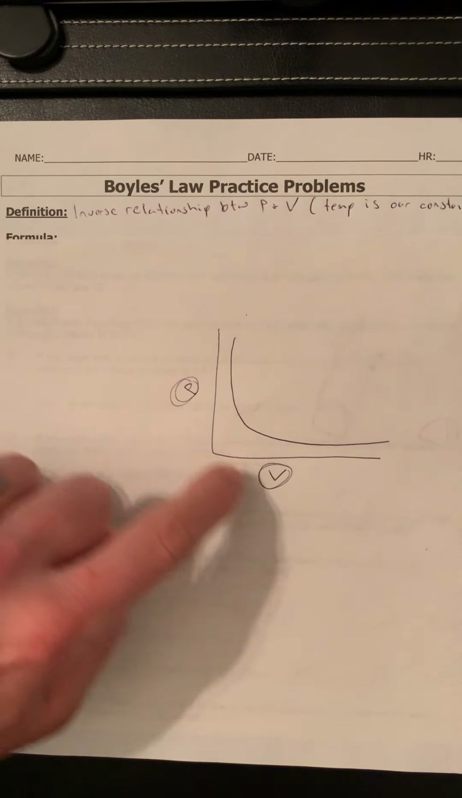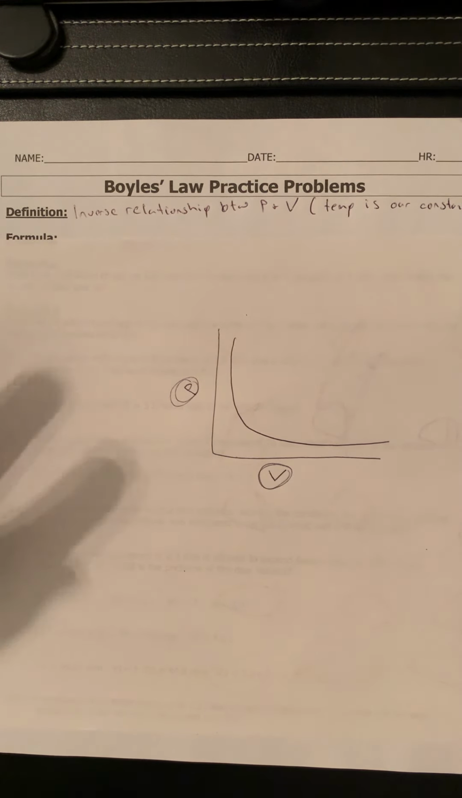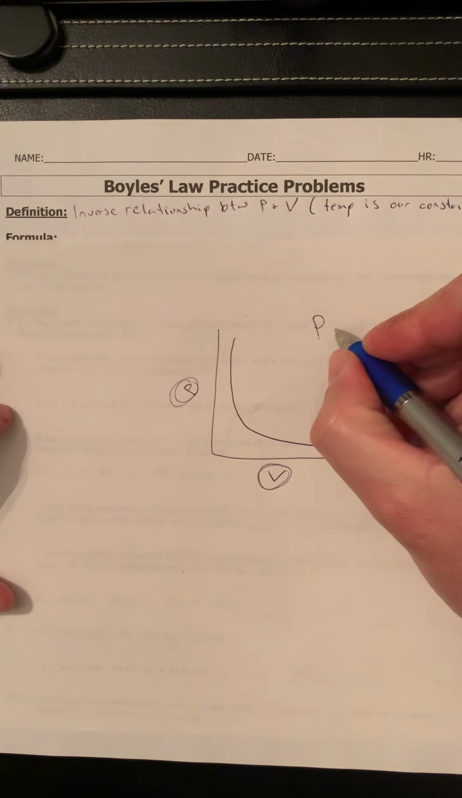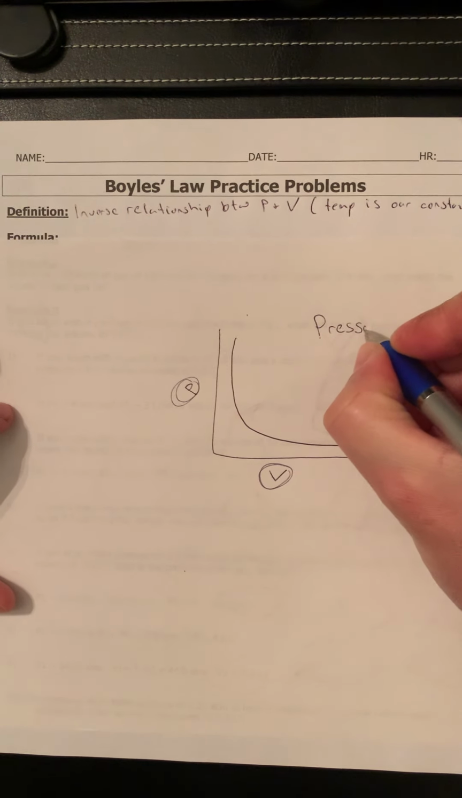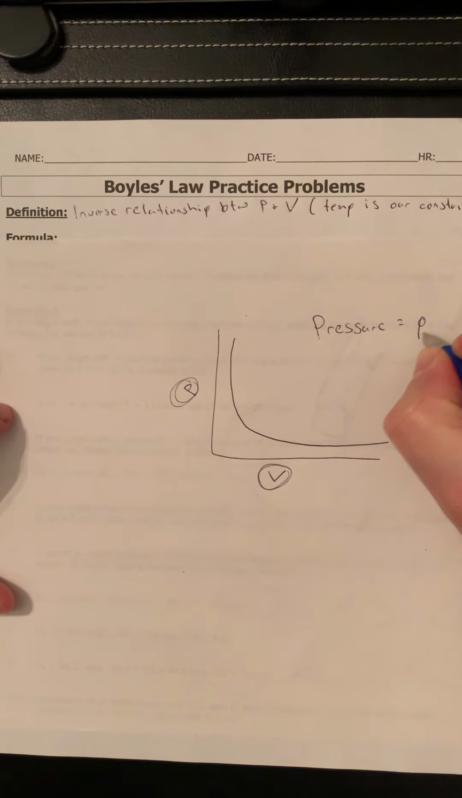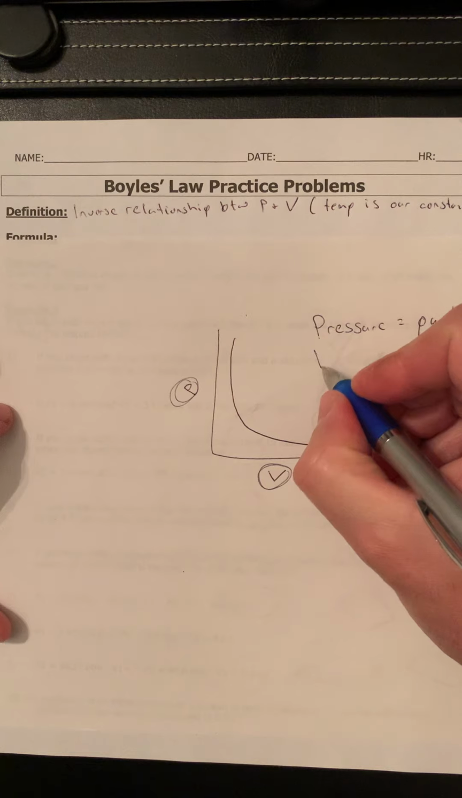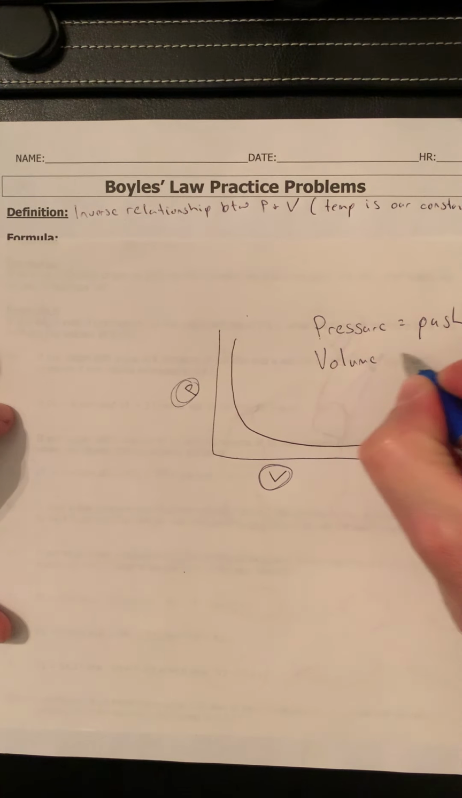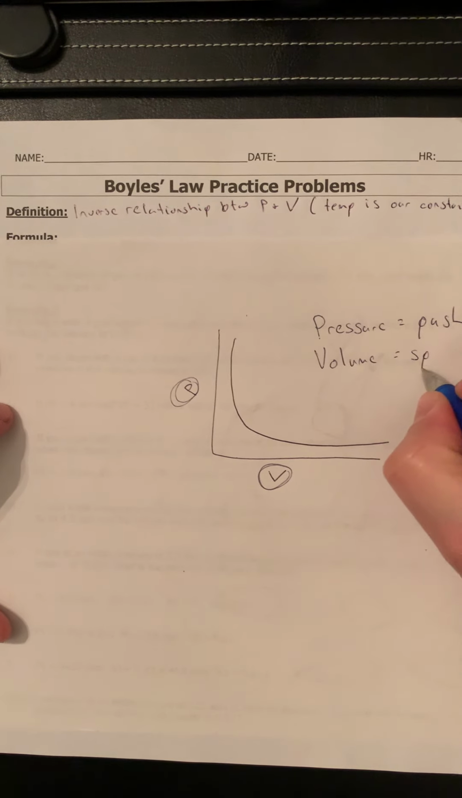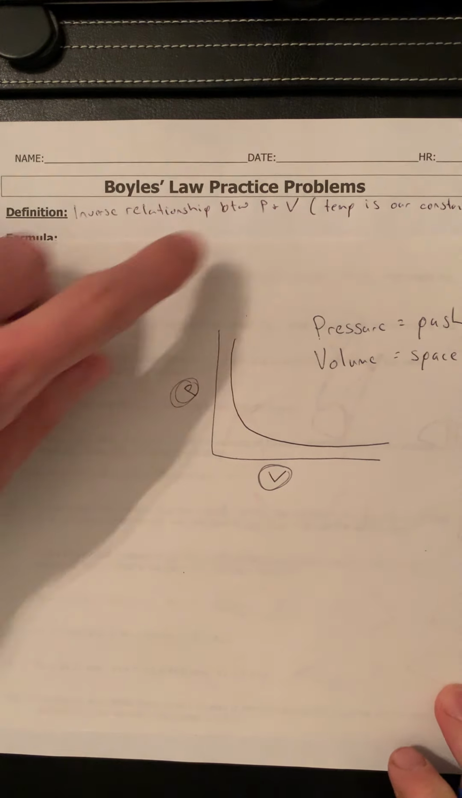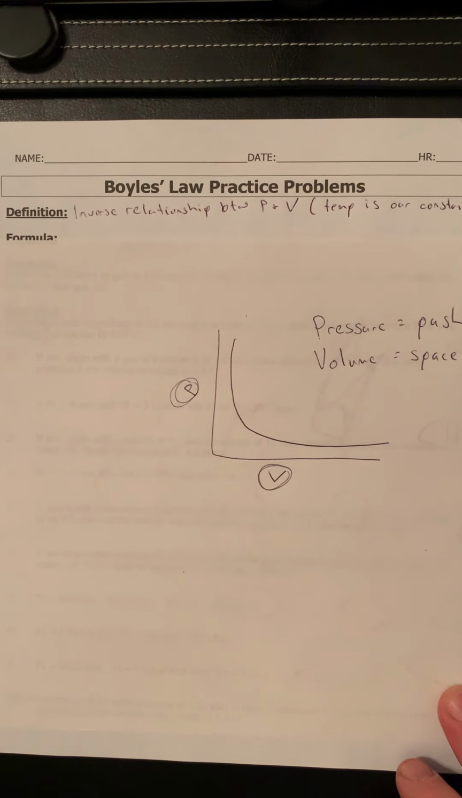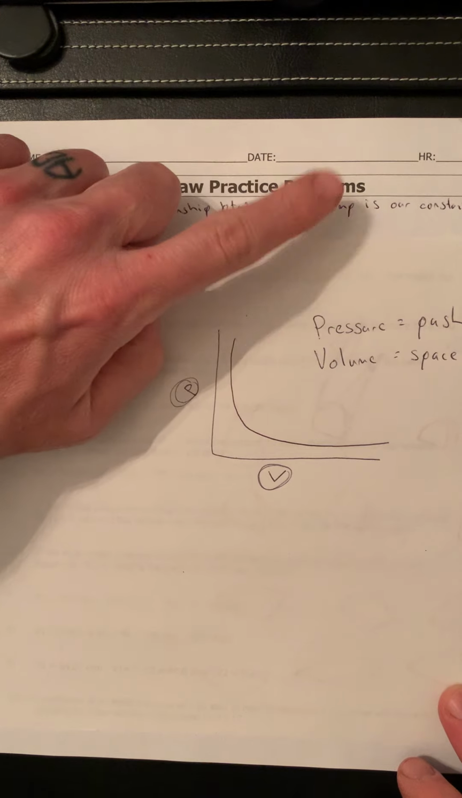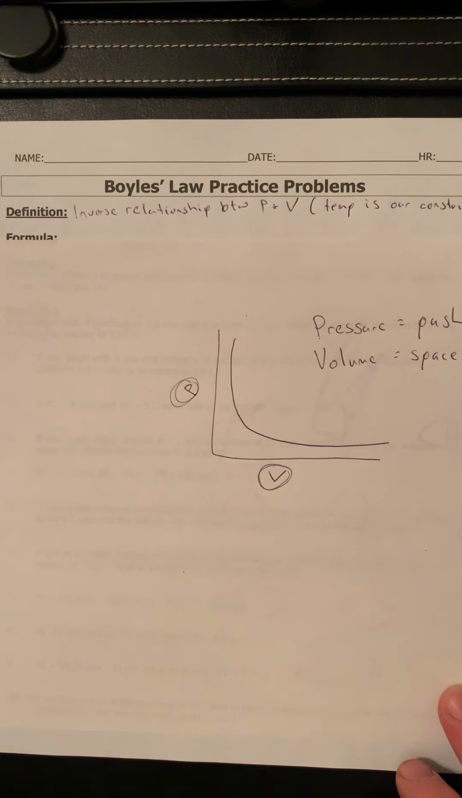So a real quick review here with pressure. The one-word definition that I always use for pressure is push. We're going to think of that as some push. And our one-word definition for volume is going to be space. And temperatures are constant here, so we're not really going to fiddle with that much, but I want you to think of temp as your one-word definition of movement. So when we say something's hot, it really just means that it's moving fast.